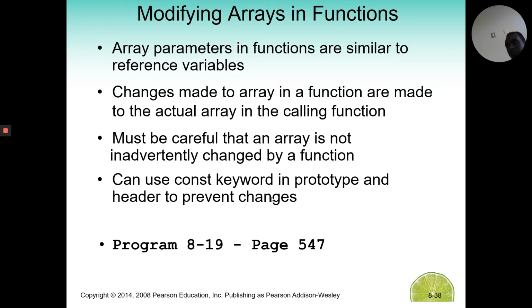Modifying arrays in functions. Array parameters in a function are similar to reference variables. So changes made to an array in a function are made to the actual array in the calling function. You must be careful that an array is not inadvertently changed by a function. So you can use a const keyword in the prototype and header to prevent change. When you say constant, it means that you're avoiding any type of change, right?